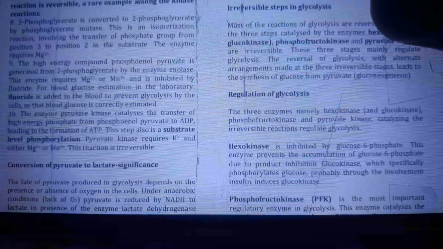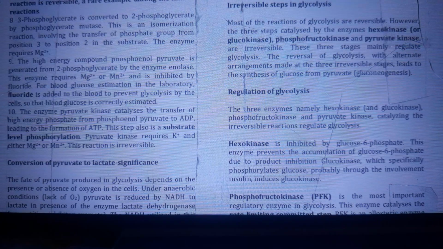3-phosphoglycerate is converted to 2-phosphoglycerate by 3-phosphoglycerate mutase. This is an isomerization reaction involving transfer of the phosphate group from position 3 to position 2 in the substrate. The enzyme requires Mg2+, that is magnesium.